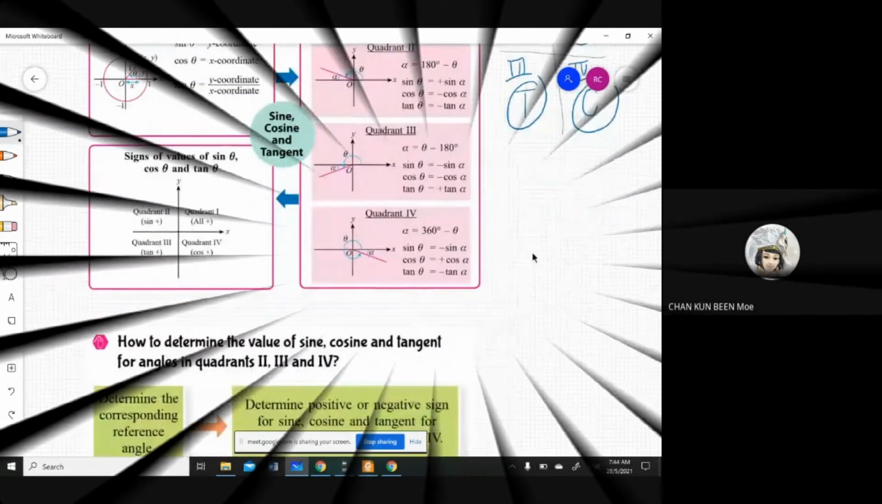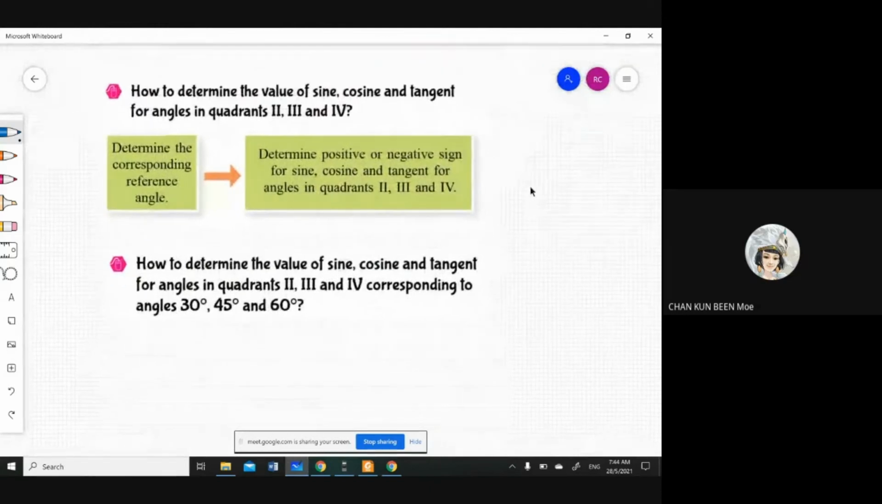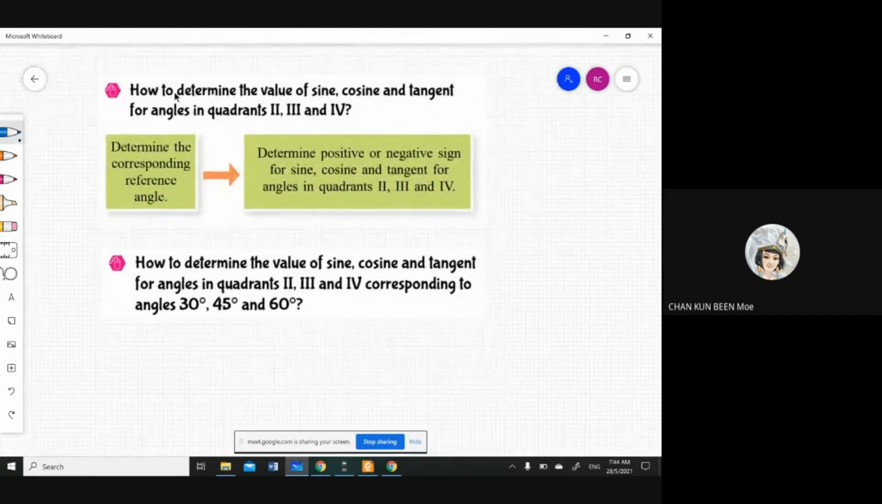Okay, so I move on to what you are going to learn today. There are two things that we are going to enter. First one is how to determine the value of sine, cosine, and tangent for angles in quadrant 2, 3, and 4. To determine these values, first we need to determine the corresponding reference angle, the alpha. You already know this, you already can determine.